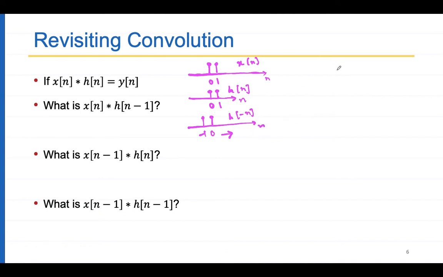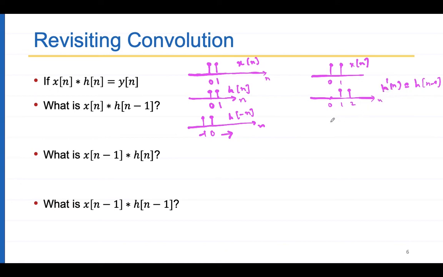But now in the other case, you have x of n the same, 0, 1. But my h of n is h of n minus 1. So my h dash of n is equal to h of n minus 1, which means a delayed version. Everything will be moved here. This will be 1, 2 instead of 0, so 0 will be nothing. This is my h dash of n.